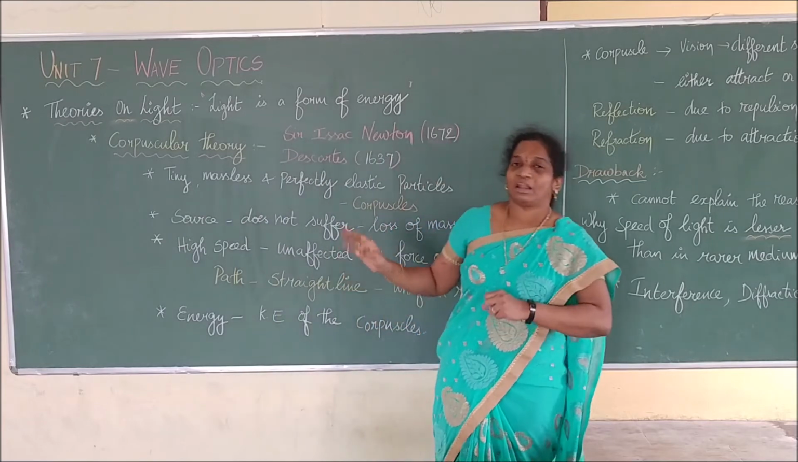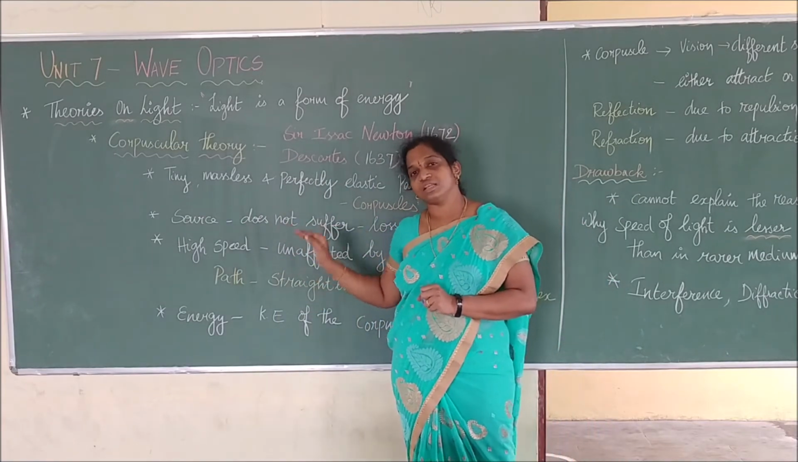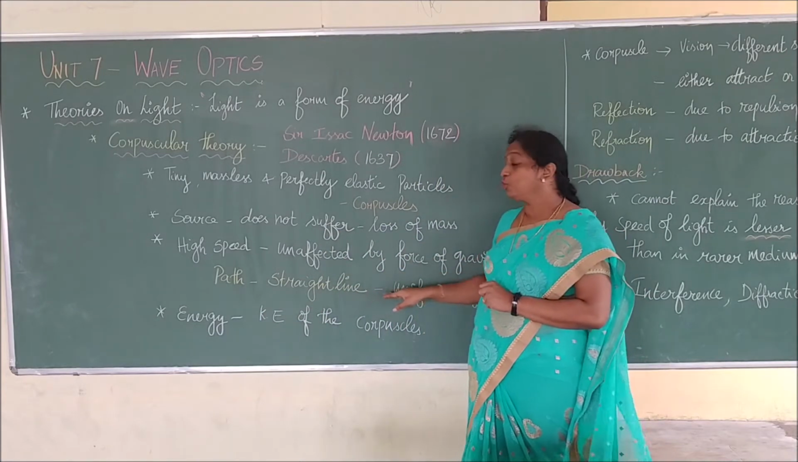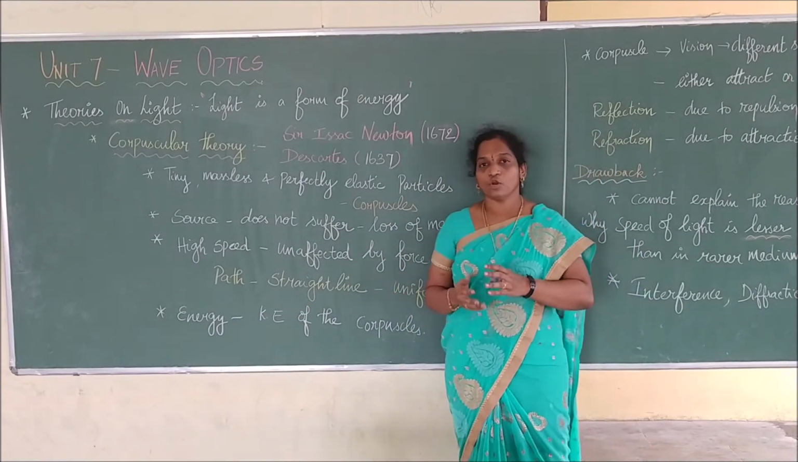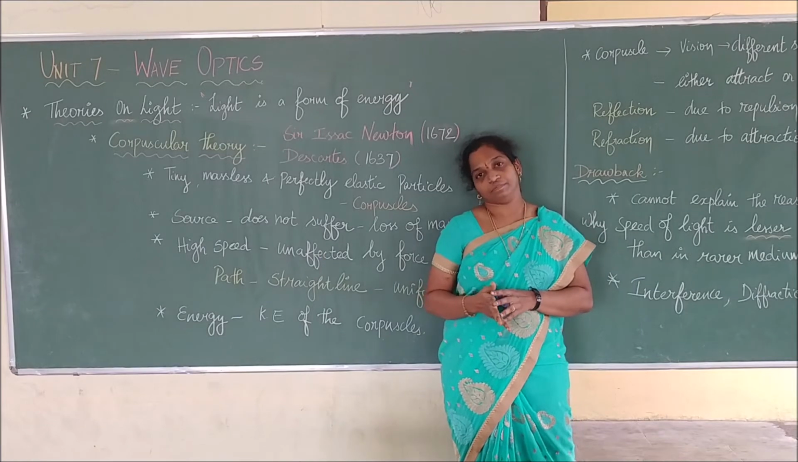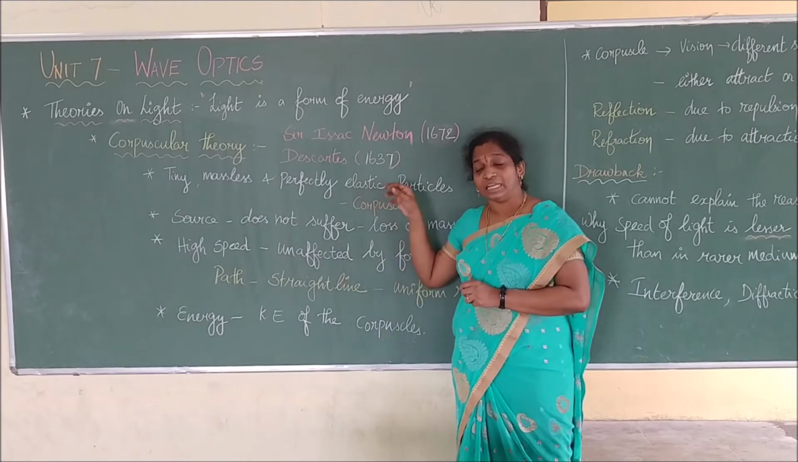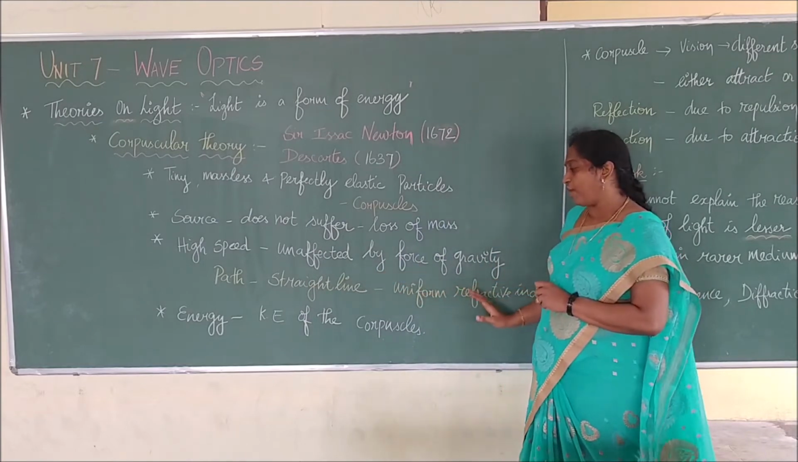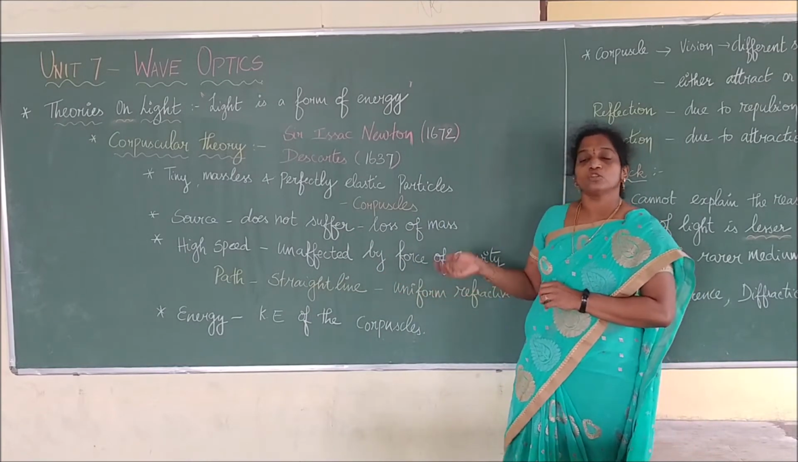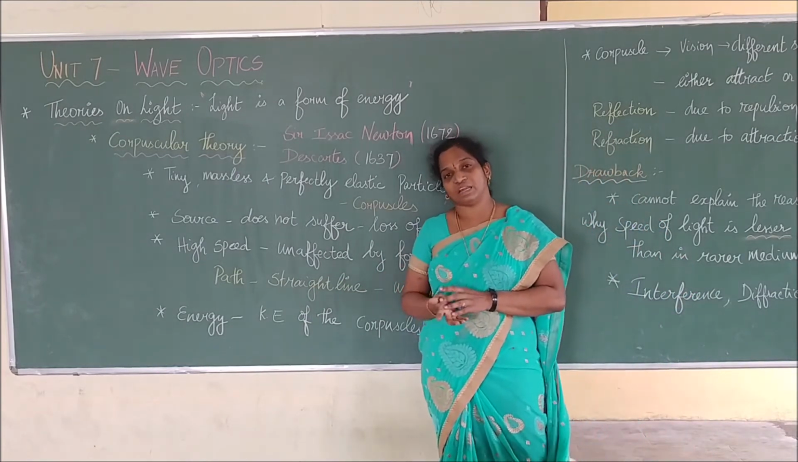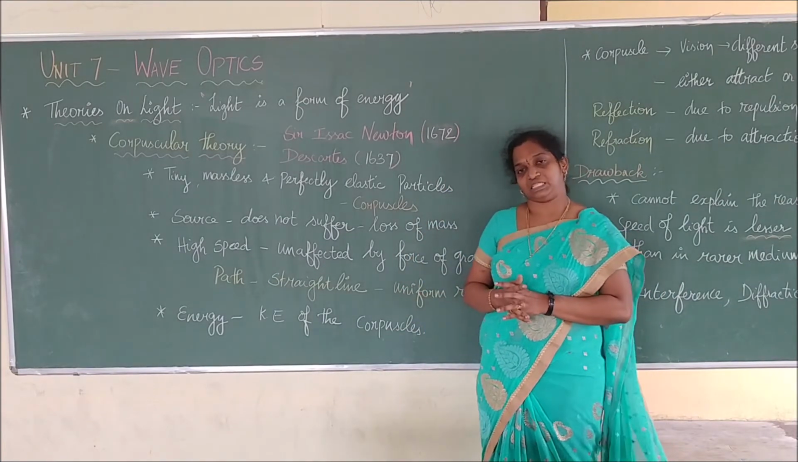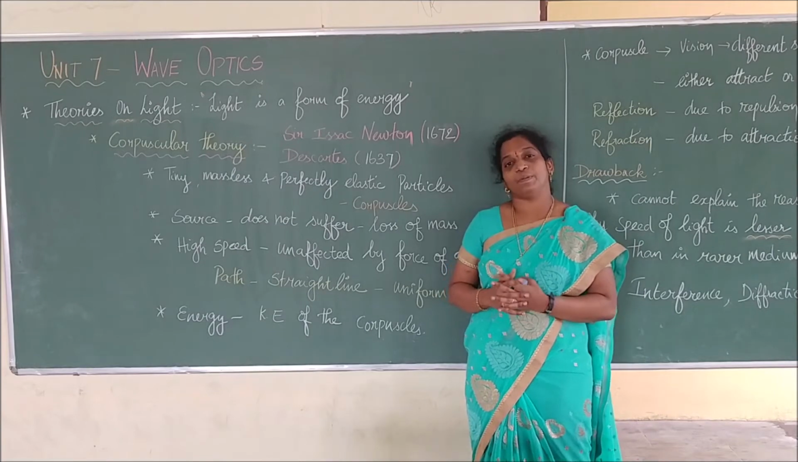So they proved that light travels in a straight line in a medium which has a uniform refractive index. We know that light needs a medium to travel, but that medium should have a uniform refractive index. They also said that the energy of light is nothing but the kinetic energy of the corpuscle particle.